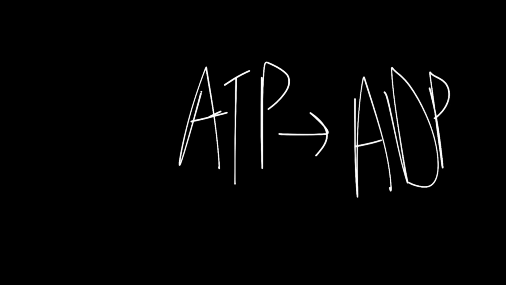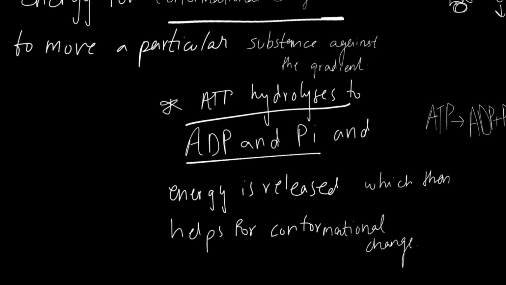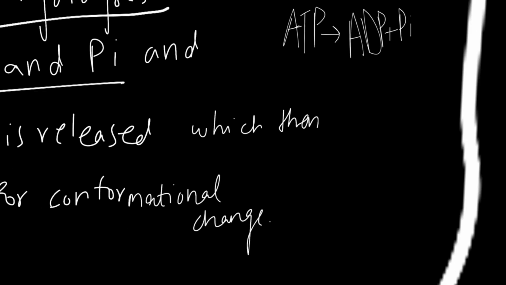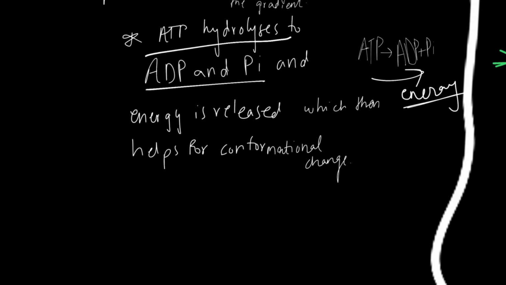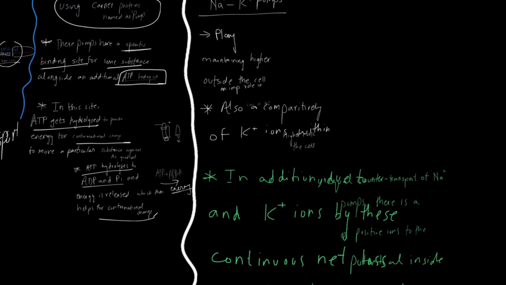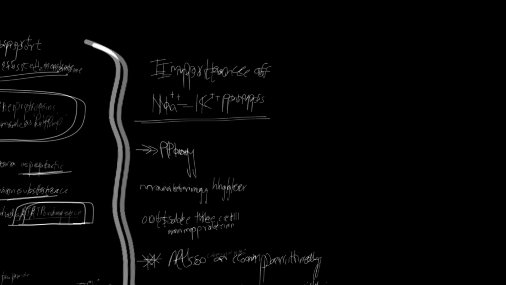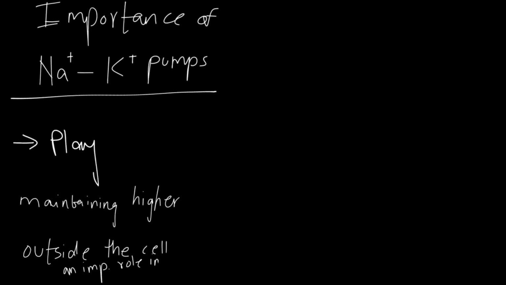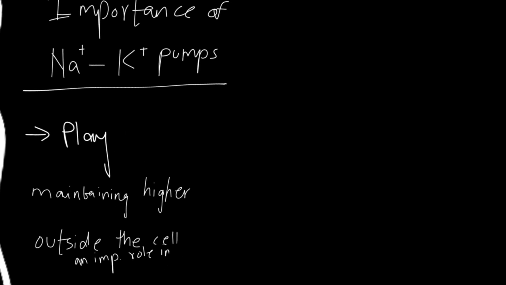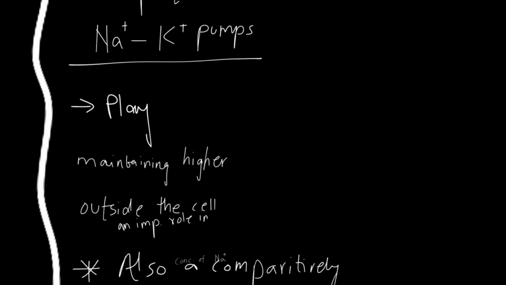So let me just state that right here. ATP hydrolyzes to ADP plus Pi, and the energy released when this is hydrolyzed is used to perform the conformational change. So the next heading we have to move towards is the importance of NaK pumps. These are pumps which are present in the cell membrane.